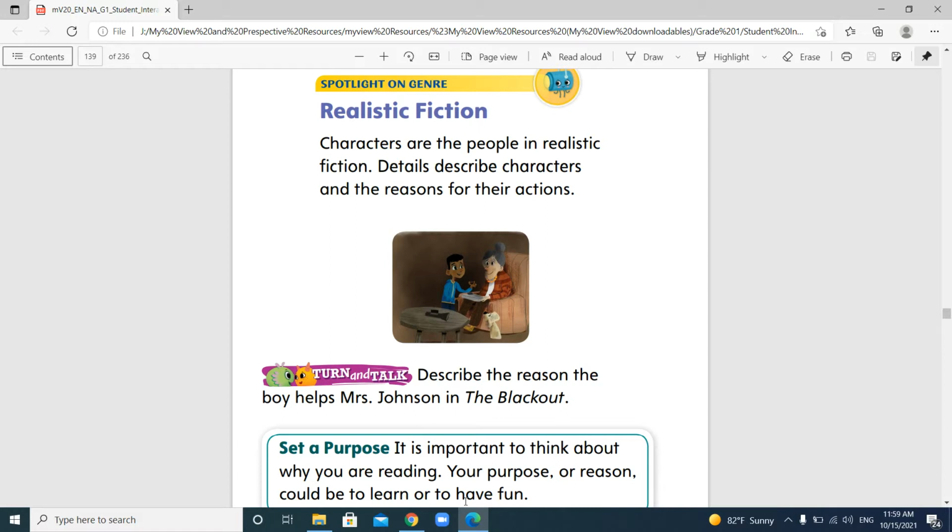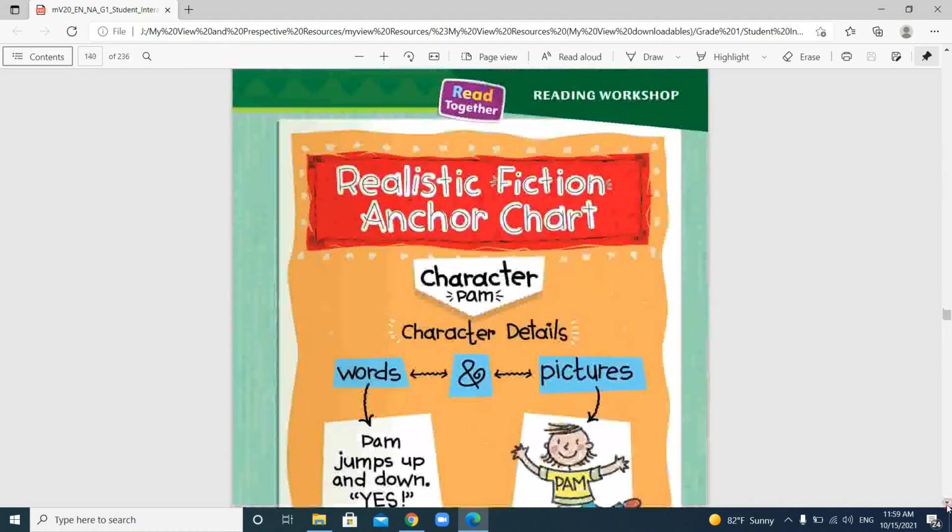So when you read a story, you have to think, why am I reading the story? Is it for fun or is it to learn? Remember when we read the story about Look Both Ways? I told you it's an informational text. So it gives you facts. It's teaching you something to learn. When you cross the street, you must look both ways, left and right. In a realistic fiction, you can learn about something, but you're also reading to have fun. That's your purpose. That's the reason you're reading the story.